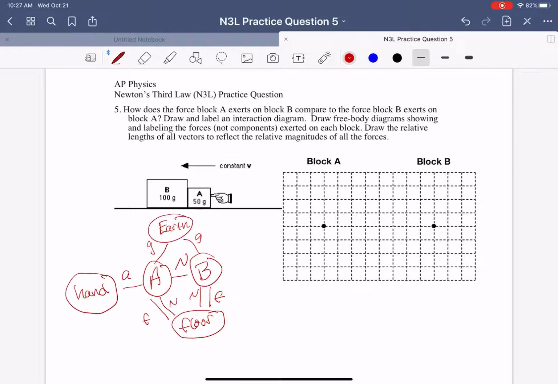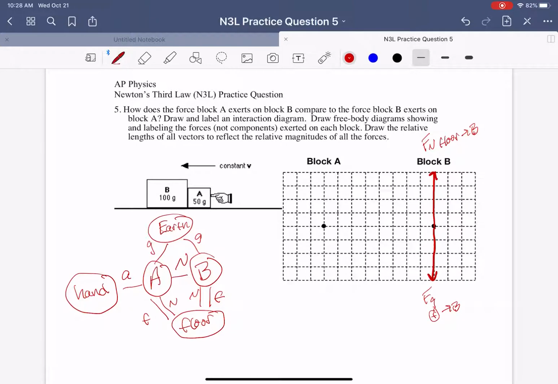All right, so then it says to draw free body diagrams. Since block B only has 4 interactions and 4 forces, I'm going to start there. So block B, I know I have a gravitational force of the earth on B. I also have a normal force of the floor on B. Since there is no change of velocity, my vertical forces have to be balanced.